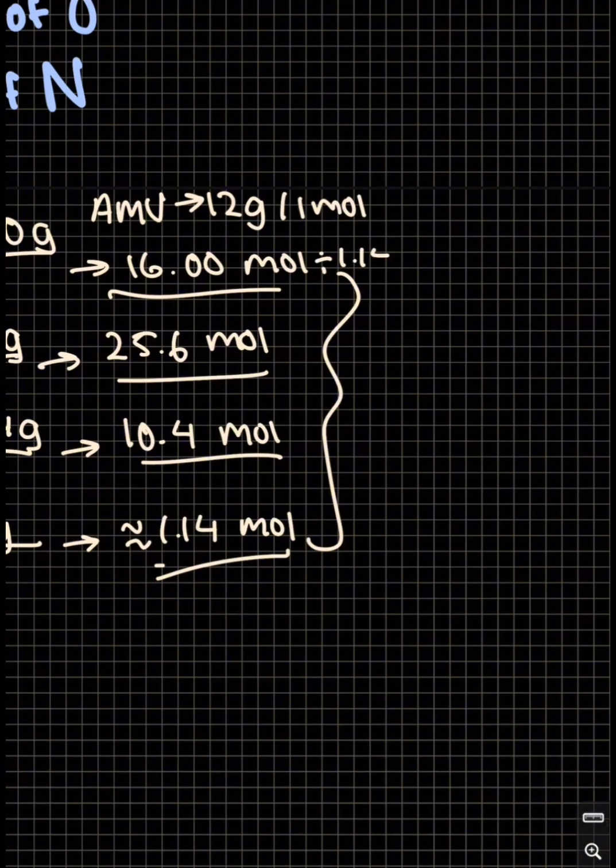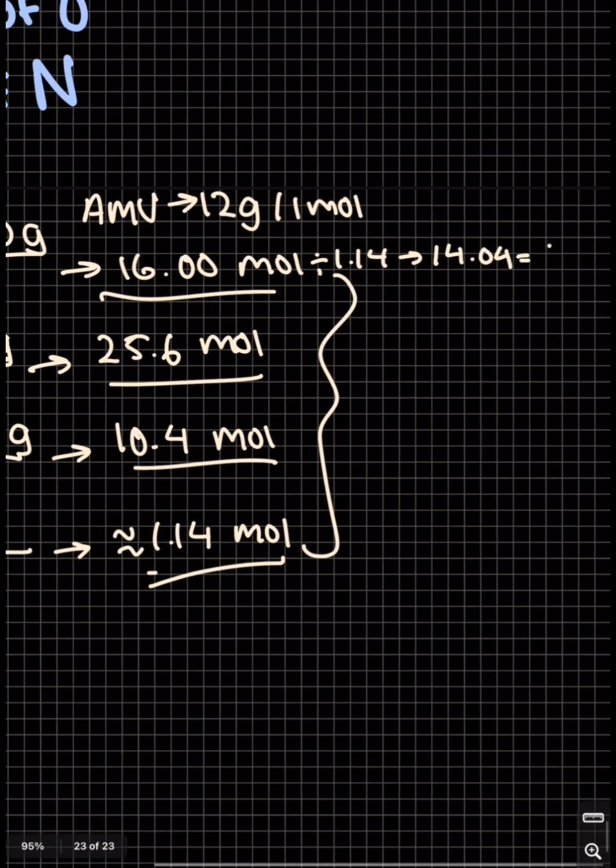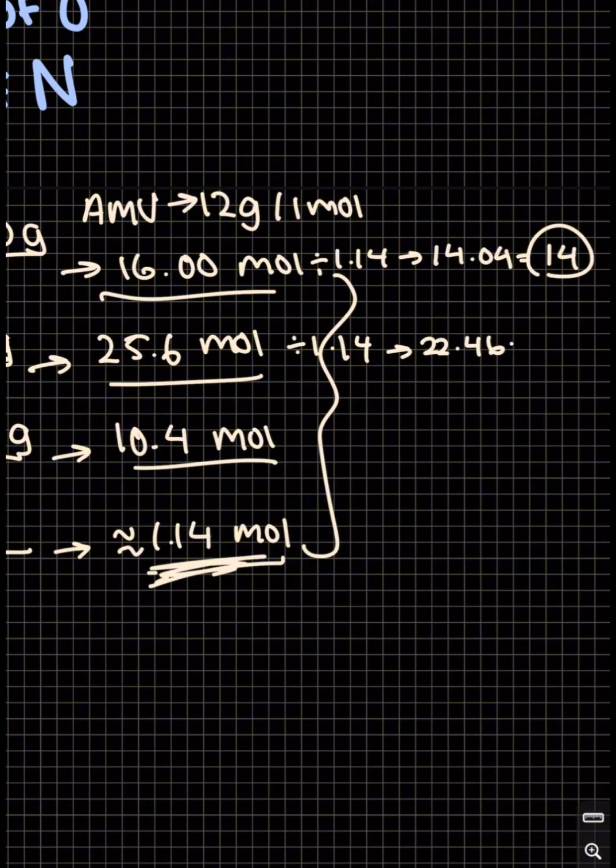16 divided by 1.14 is going to be approximately 14.04, and that's really close to 14, so I'm just going to say 14. Now I'm going to divide 25.6 by 1.14, since that was the smallest number, and that should be around 22.46, or just 22. And then for 10.4 moles, you divide that by 1.14, and you should get 9.12, or you can just round that down to 9.